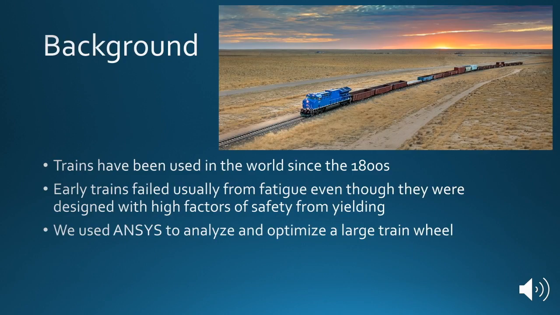We'll start with some background information. Trains have been used across the world since the 1800s. Early trains usually failed from fatigue, even though they were designed with high factors of safety due to yielding. We used ANSYS to analyze and optimize a large train wheel. We also were able to use ANSYS fatigue tool to calculate the factor of safety and life.